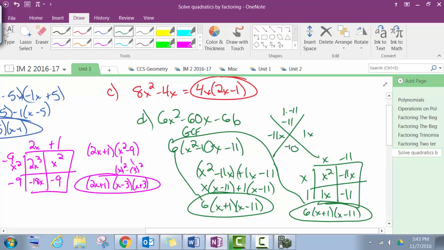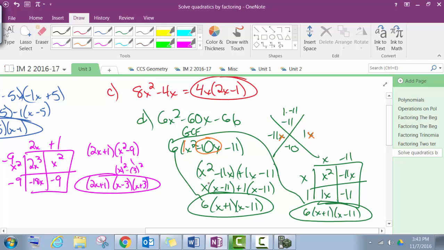And then we want to split up, be careful what I write with, this. So we do our diamond problem. 1 times negative 11 is negative 11. B is negative 10. So we want two numbers to multiply to negative 11 and add up to negative 10. So it's negative 11x and 1x. So we split up that negative 10x into negative 11x and 1x.